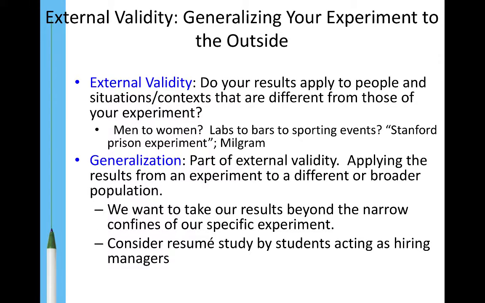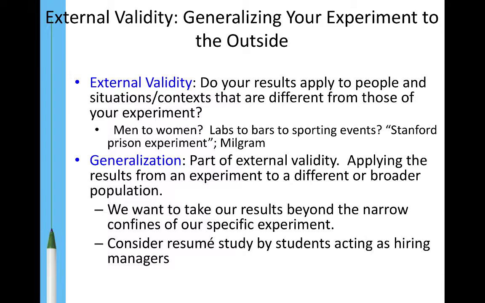Okay. External validity, so second validity. Generalizing from your experiment to the outside. External validity has to do with how well the results of the study correspond to what you would get if you did it in another context. So if we did a study about drinking behavior in a laboratory, would it actually correspond to what happens in a local bar? Would it correspond to what happens at a sporting event?